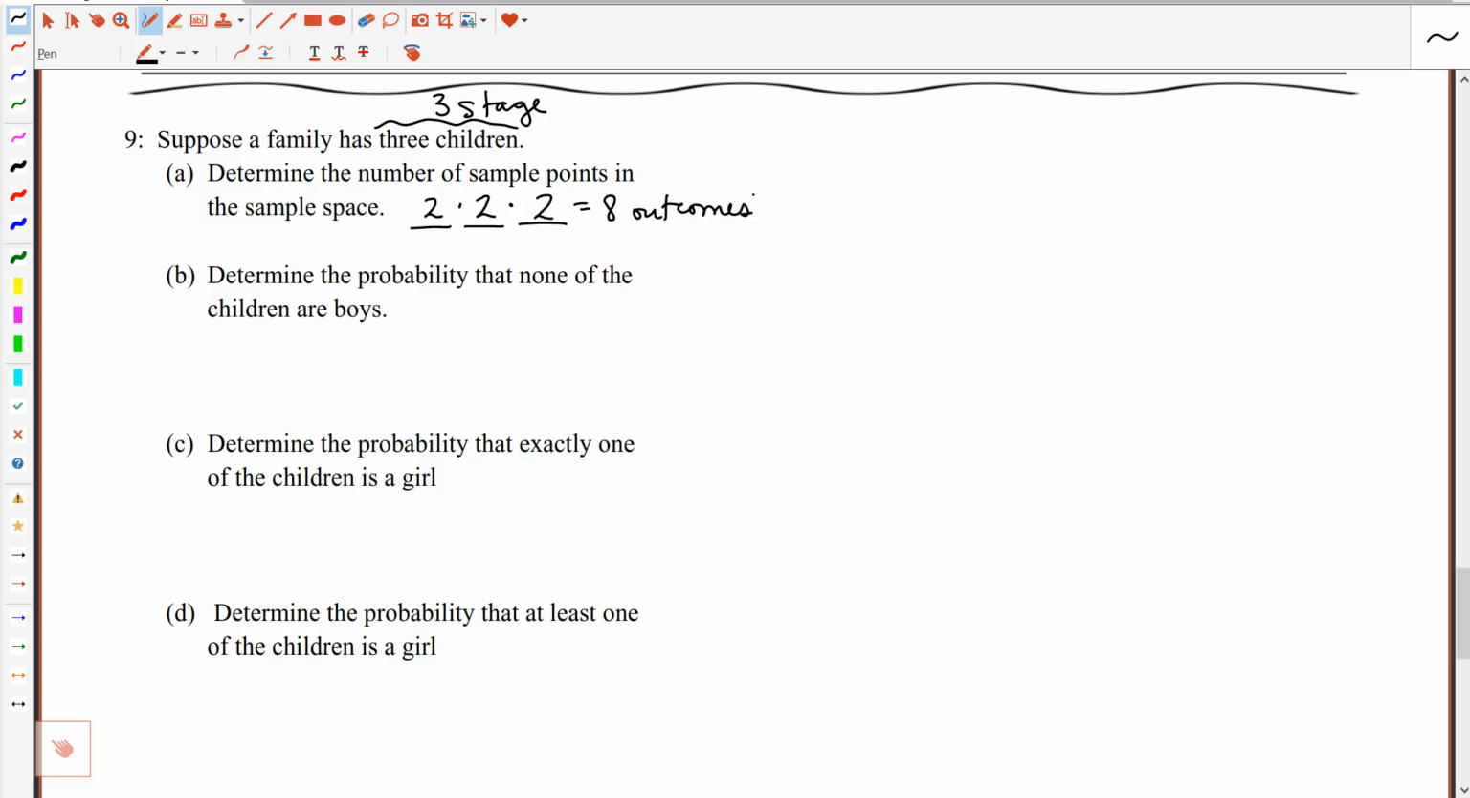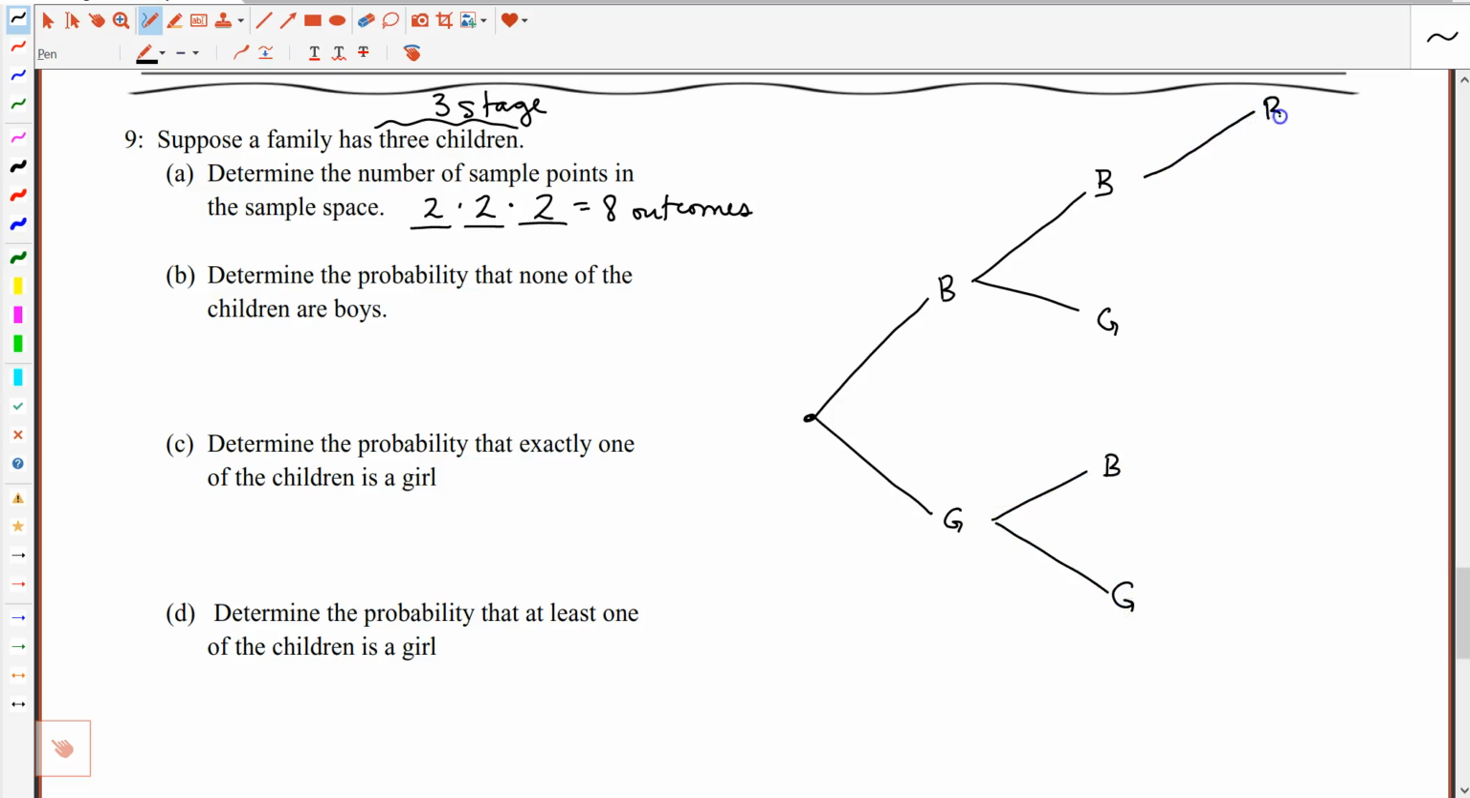Okay, so let's go ahead and draw a tree diagram for this scenario. From an initial point, for the first child, you could either have a boy or a girl. The second child is a boy or a girl. And we're going to assume that boys and girls are equally likely at each stage. Alright, so we'll just finish off these branches for these last ones.